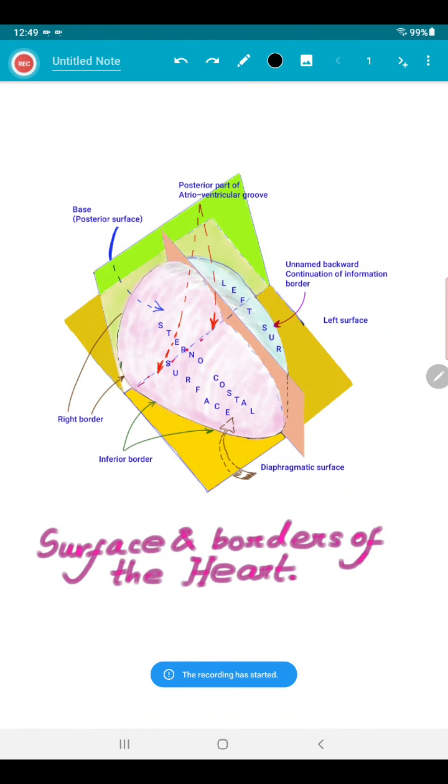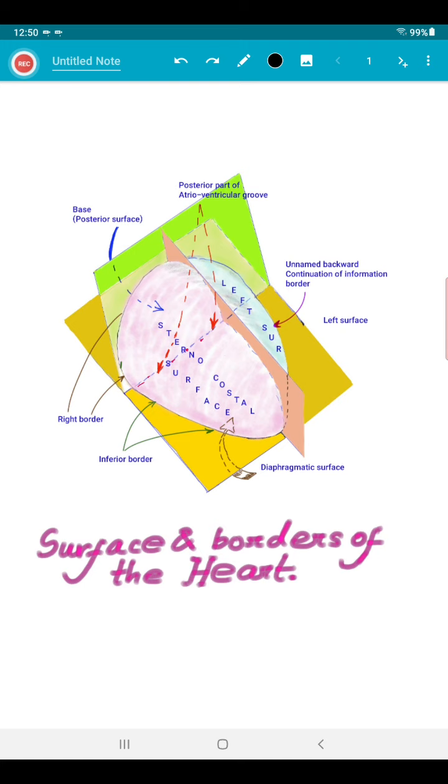Good evening, friends. Today we are here to describe and understand very easily the topographical surface and borders, the relations of surface and borders of the heart. It is very important for the MBBS students who appear for their Viva Voce exam finally. Most of the cases they are unable to describe properly the surfaces and different borders of the heart. That's why it is very important to understand it from the beginning.